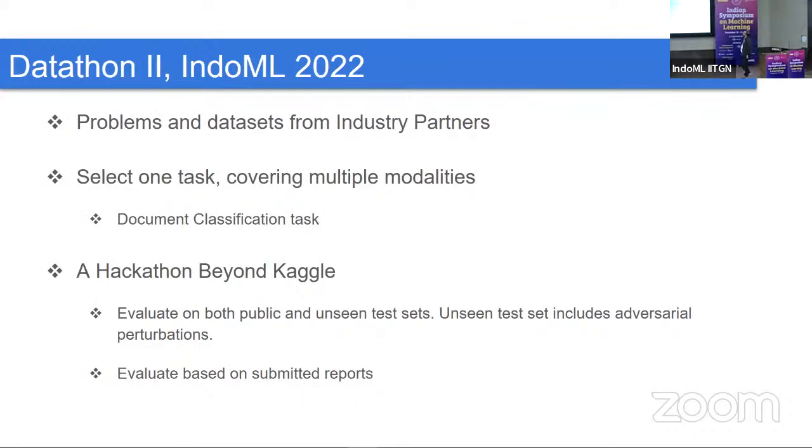We wanted to make sure the Datathon is a one-of-a-kind hackathon, not directly equivalent to Kaggle. So we sought datasets from our industry partners and selected one task which covers multiple modalities: the document classification task. To do more evaluation, we evaluated not only on public test sets like the Kaggle leaderboard, but also on unseen test sets, which test the generalization capabilities of the systems submitted by the participants.